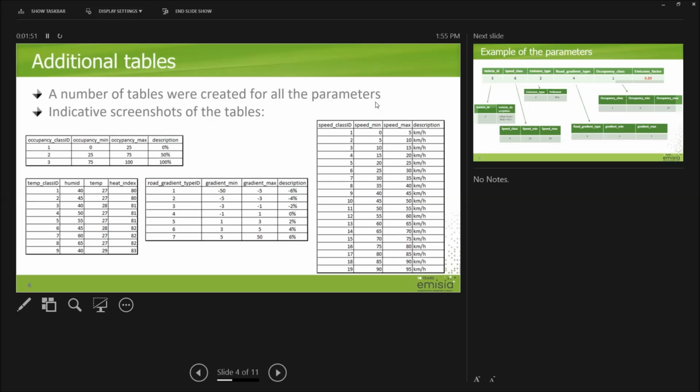For example, here we can see some indicative screenshots of these tables. And as you can see, there is a table with the occupancy ratio. So if, for example, the bus has an occupancy ratio between 0 and 25 passengers, this corresponds to the occupancy class 1. We have additional tables for the temperature and the humidity, which is the second table on the left, as you see it on my screen. We have some similar tables for the road gradient, for example, if we go uphill or downhill, also for the speed, and for all the other parameters that I have already mentioned.